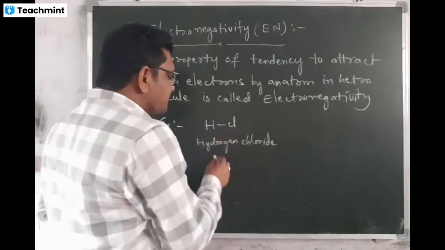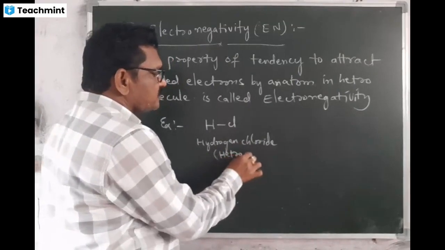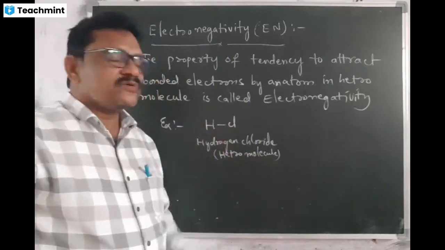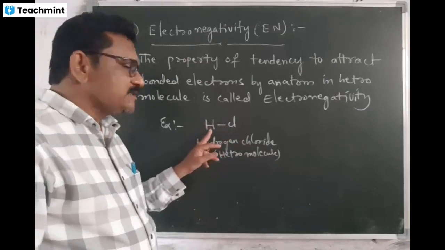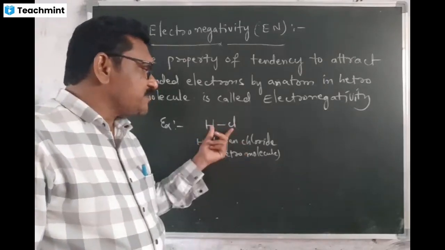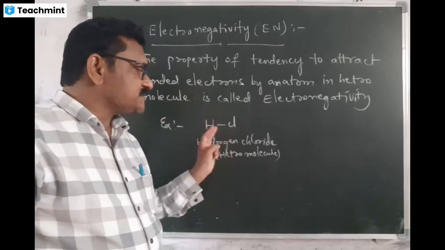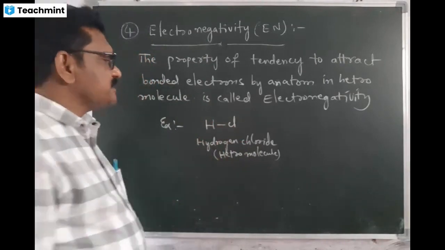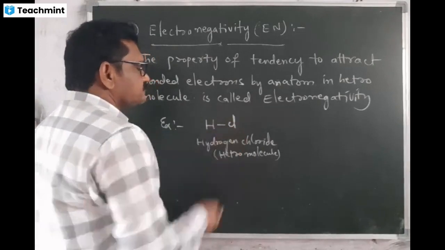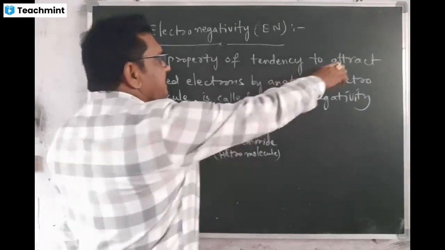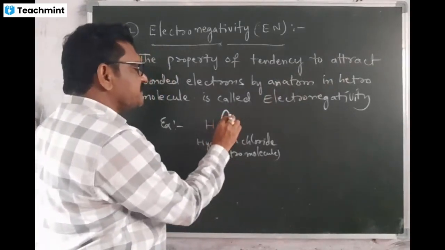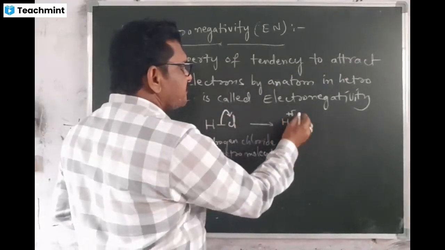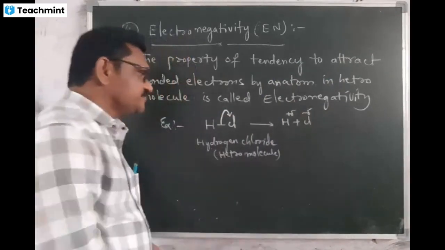In hydrogen chloride, actually, it is a hetero molecule. Why is it a hetero molecule? Here in this molecule, one atom is hydrogen and the other one is chlorine. That means it is a molecule having two different atoms. That's why it is hetero. Hetero means different. So in this hydrogen chloride molecule, what happens? This chlorine atom can attract bonded electrons towards itself. As a result, H becomes partial positive and Cl partial negative.